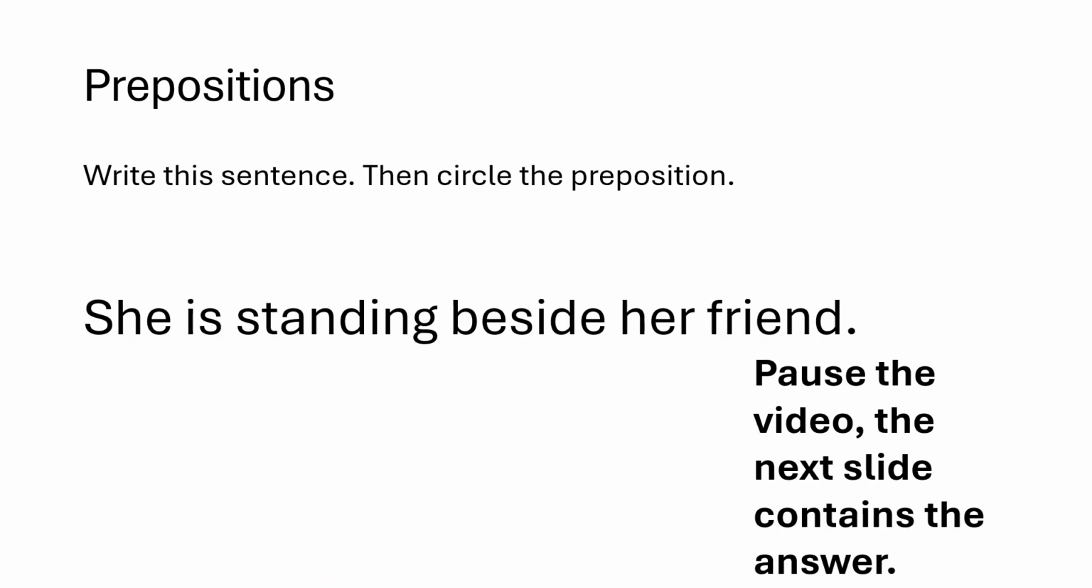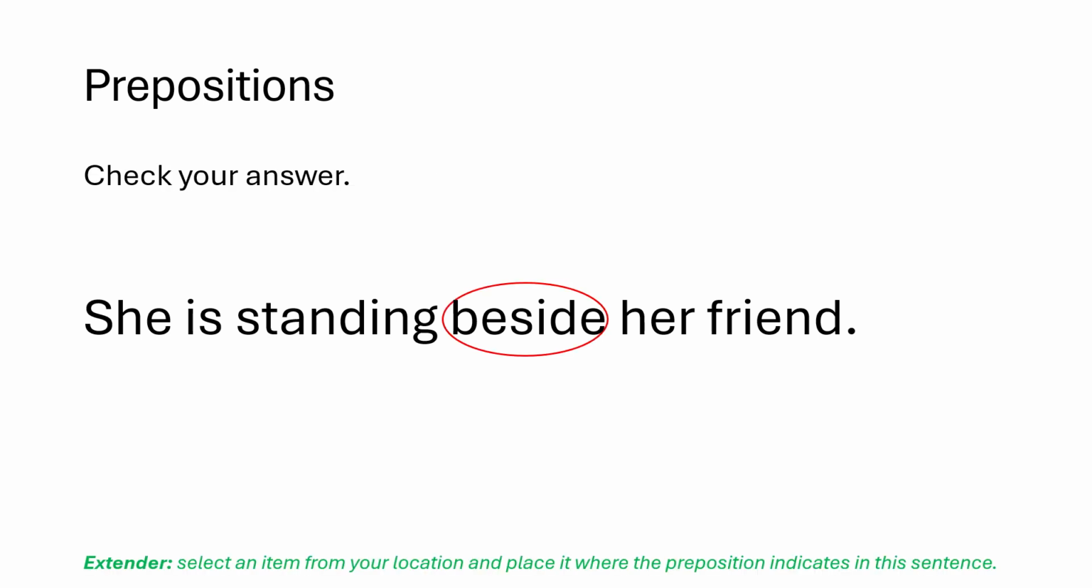Write this sentence, then circle the preposition. She is standing beside her friend. Pause the video. The next slide contains the answer. Check your answer. She is standing beside her friend. The preposition is beside.